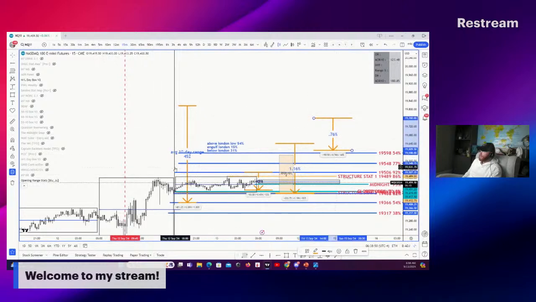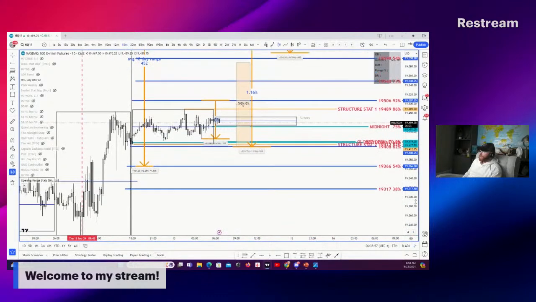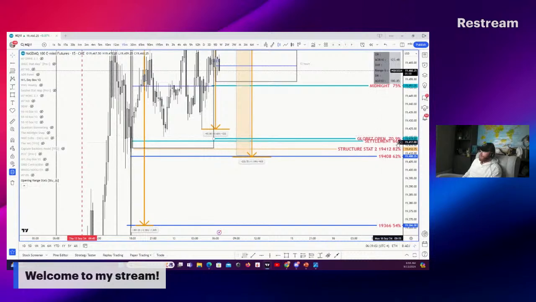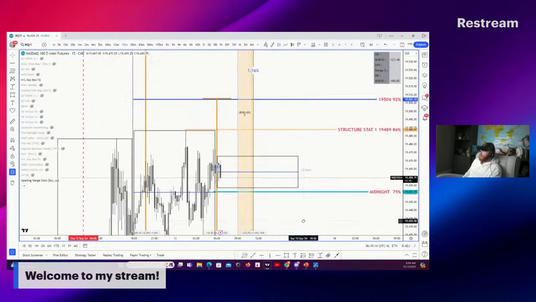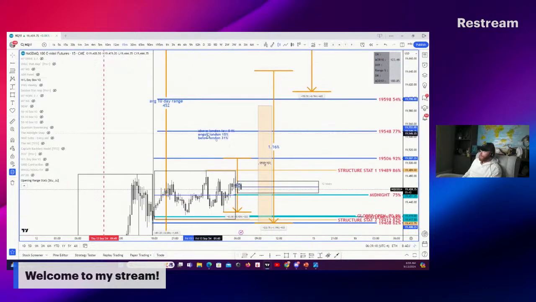Right here, with what you're looking at. When you have a cluster of stats like this in this area, where we have Globex open 70%, settlement 66%, structure set 2, 82%, projection base 19408, 62%. That's why I'm going to anchor my 9:30 to 10:30, saying that we are going to engulf the London, which only has a 15% based off what Asia and London has done.